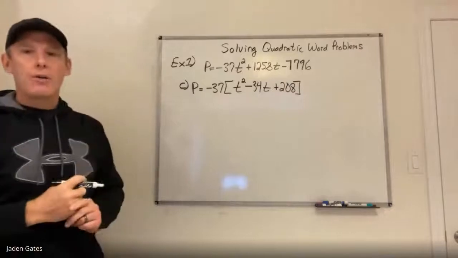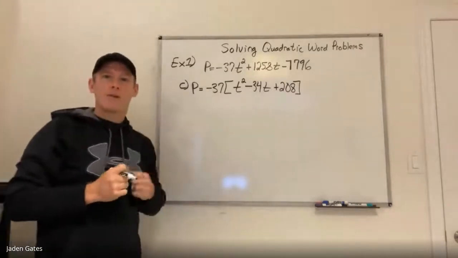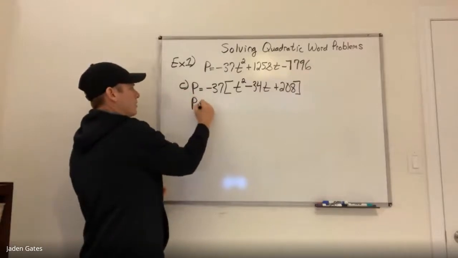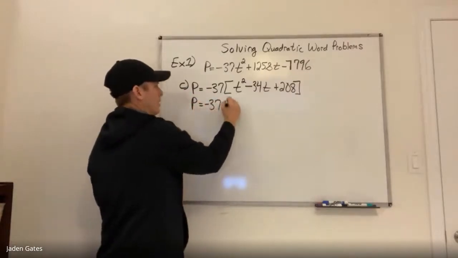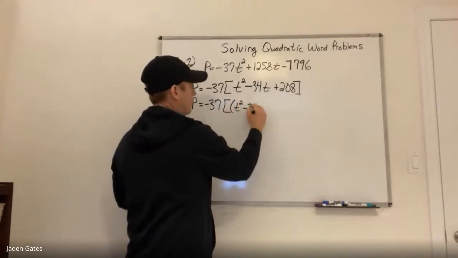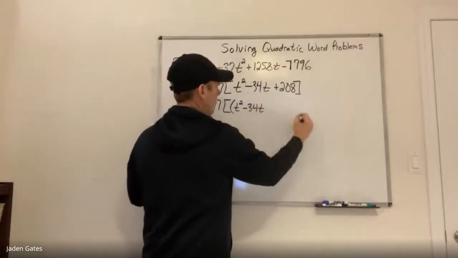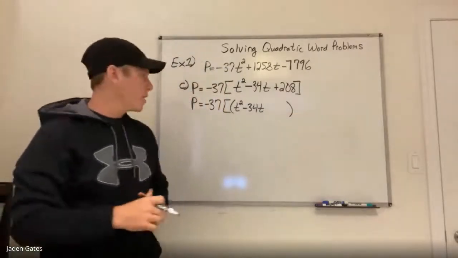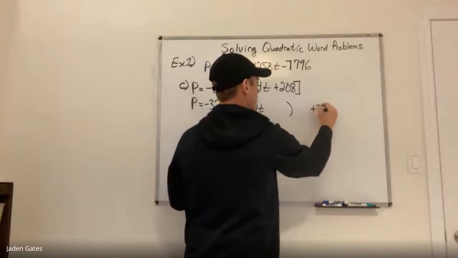All right, so now that I have taken the negative 37 out, I'm going to now complete the square inside those square brackets. All right, so in round brackets, I'm going to put my t squared minus 34t. All right, again, 208 is not going to be my magic number. So I'm going to throw that over here on the side, plus 208.